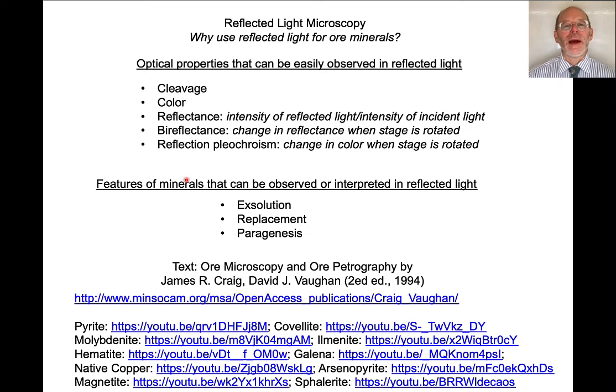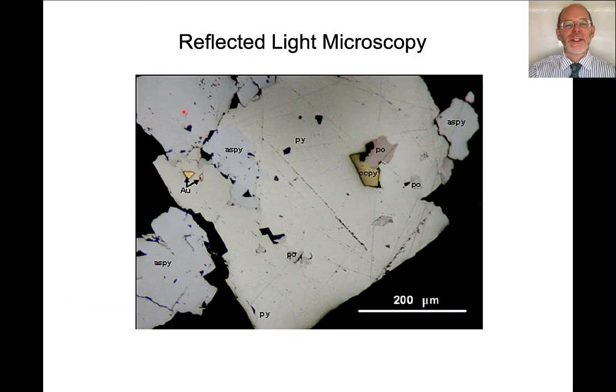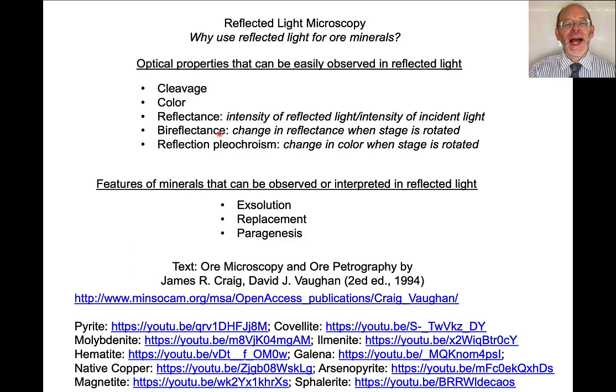Now, there are lots of optical properties that we look for in reflected light, just as in transmitted light. We can look for cleavage. Some of these minerals have cleavage. Color is important. Like I showed before, there's several different colors for different minerals. There's the reflectance of the mineral. That's the intensity of the reflected light, completely independent of what its color is. So for example, if we look back here, gold is extremely reflective, much more so than pyrite or pyrrhotite or even arsenopyrite. Bireflectance is the change in reflectance when the stage is rotated.